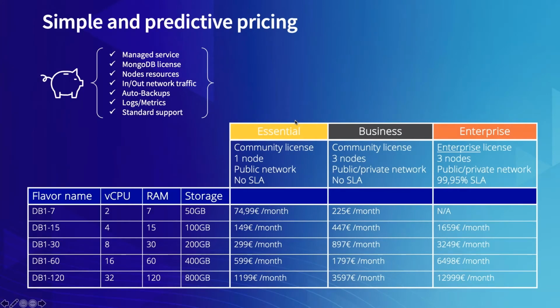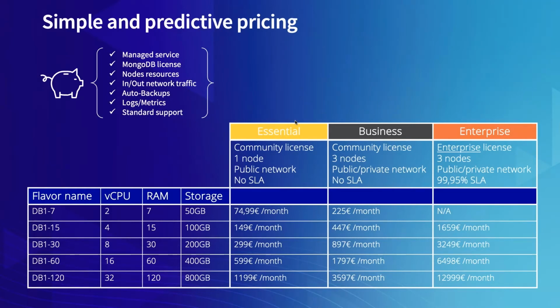Now, the pricing. When we discuss pricing, if you know the offers from Amazon, Google, and stuff like this, or Atlas, here it's a bit easier to understand and to compare. What we include in the prices is the service management and the licenses of MongoDB. Again, they have licenses for MongoDB Community and licenses for MongoDB Enterprise. The node resources, which means CPU, RAM, and storage, are dedicated to you. It's not something that we will share in best effort with other customers. Also included are in and out network traffic, automatic backups, logs, and metrics.